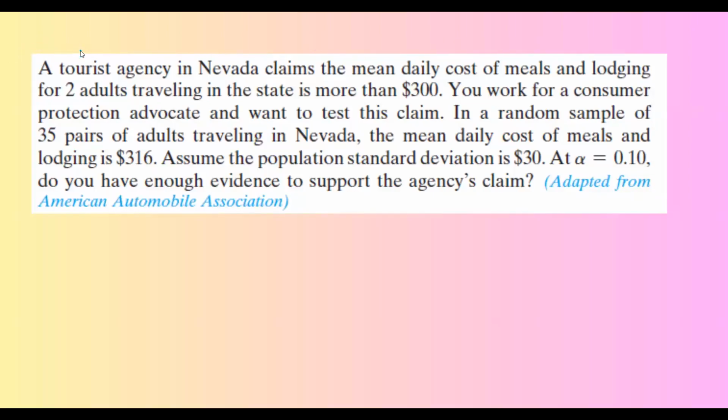Question for you. A tourist agency in Nevada claims that the average daily cost of meals and lodging for 2 adults traveling in the state is more than $300. You work for a customer protection advocate and want to test this claim. In a random sample of 35 pairs of adults traveling in Nevada, the average daily cost of meal and lodging is $316. Assuming that the population standard deviation is given to you as $30, at 10% level of significance, do you have enough evidence to support the agency's claim?